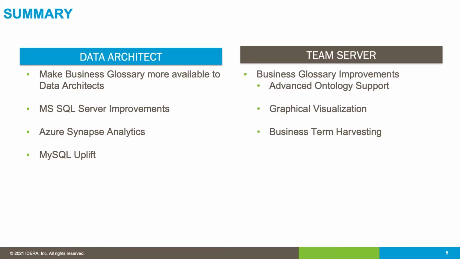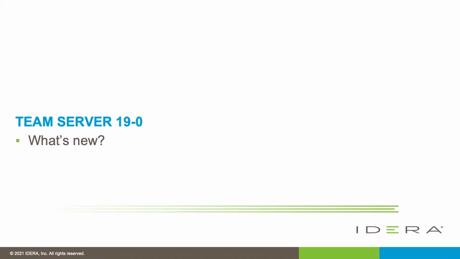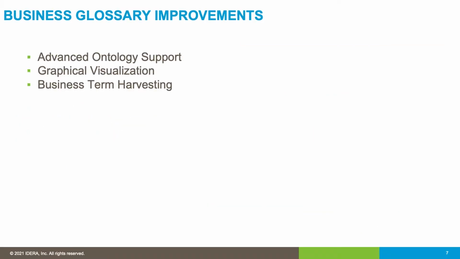And the tool will then create or map to existing business terms with the same name, taking the definitions from the logical model. Not only will it do that, it'll also pull relationships between those newly created business terms based on the semantic relationships in the logical data model. So you can really kickstart a data governance initiative and seed that business glossary. So let's look in more detail at the new features of Team Server. So three areas we're going to look at: advanced ontology support, graphical visualization, and business terms harvesting.